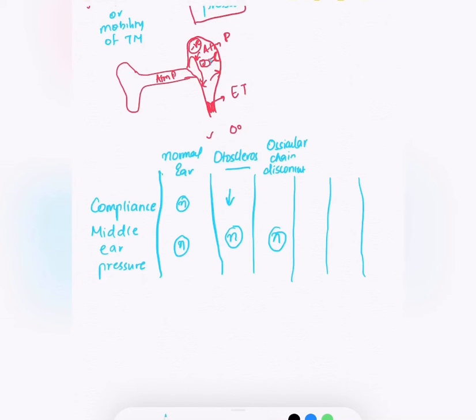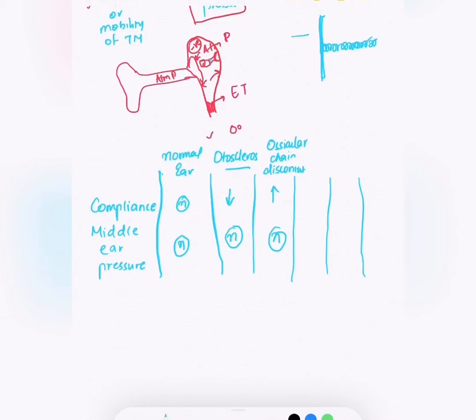Why would the compliance be increased? Because as you can see here, suppose there is a paper or suppose a cloth, and there is a chain that you have attached to this cloth.